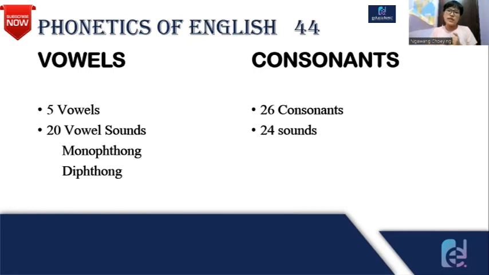Then comes the phonetic symbol. English has 44 phonetic sounds, and if you divide those 44 sounds into consonants and vowels, there are 24 consonant sounds and 20 vowel sounds.